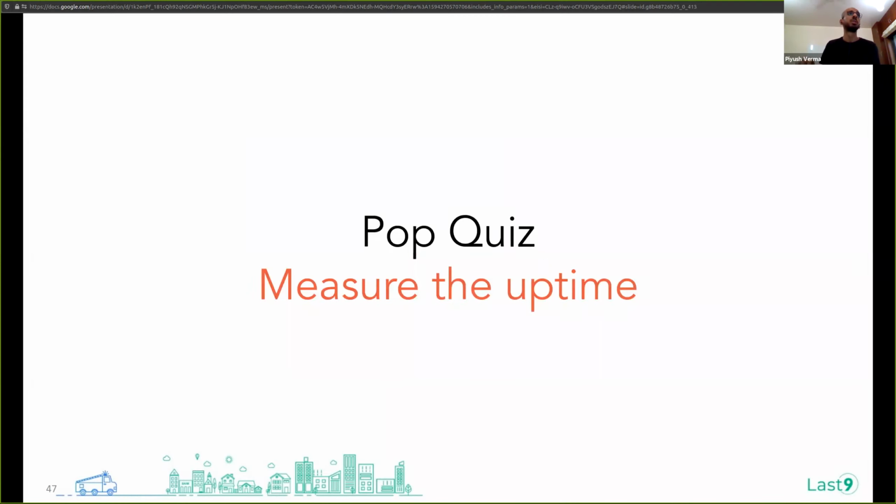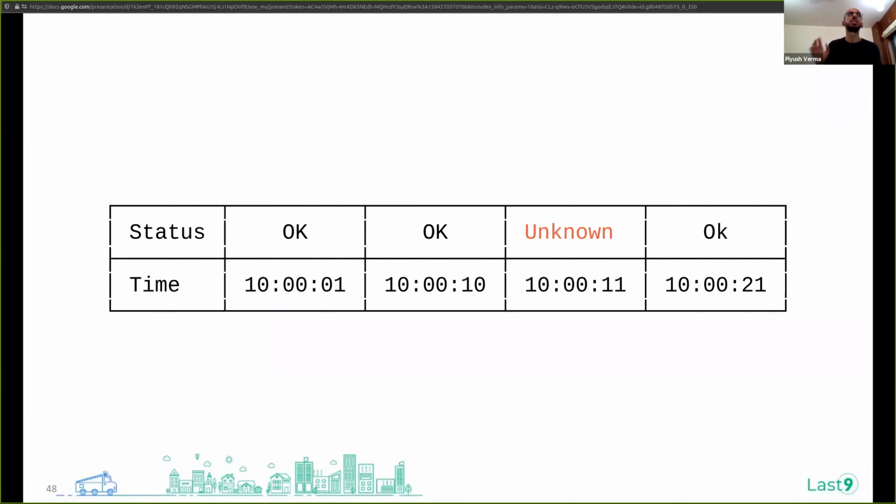Sadly, there are no polls. I would have asked you to actually measure the uptime of a given situation. Let's say we are very, very aggressive in measuring our check, and we send a request every 10 seconds. At 10 seconds, number 1, the status is okay. At 10, the status is also okay. At 11, the status comes as unknown. 10 seconds later, the state is okay.